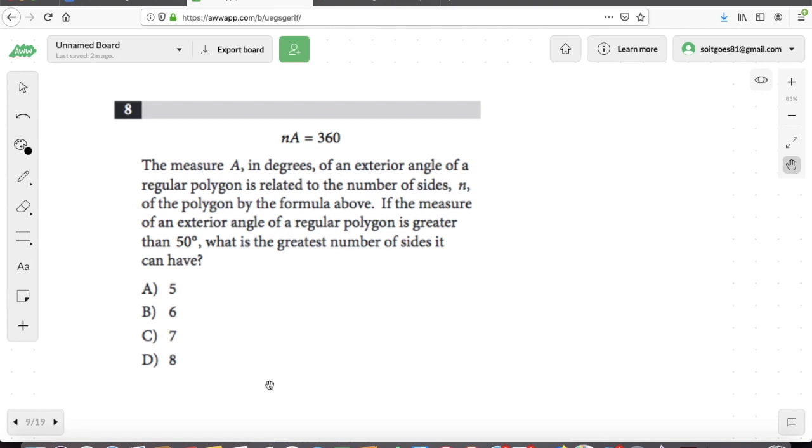Sort of. Well, we're trying to find the greatest number of sides that gives us an A value greater than 50. That number of sides is either going to be 5, 6, 7, or 8. I don't know which, so we're going to test it. If we plug in the answer choices for n, the possible number of sides, we find out what A is. If A is bigger than 50, we can keep it as an answer choice, but if it's less than 50, we've got to eliminate it. Yeah, I get it. Does that make sense? Okay.